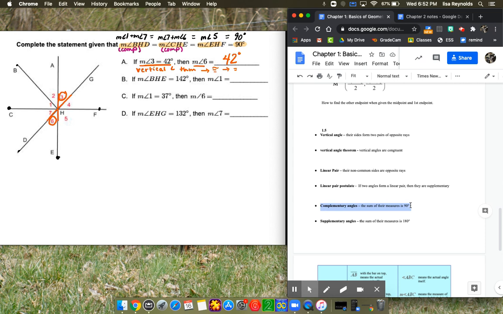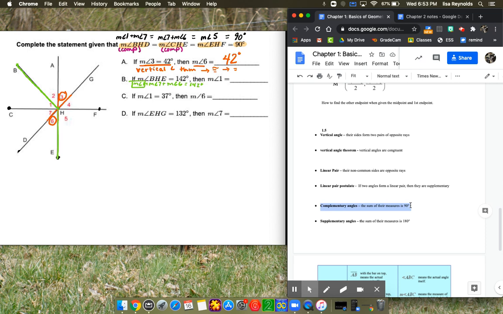Problem B, we're going to locate our angles. So in problem B, I'm going to look for BHE. So BHE is actually 3 pieces. So BHE is the measure of angle 1 plus the measure of angle 7 plus the measure of angle 6. And this is equal to 142 degrees. From this particular list of information, we are asked to find the measure of angle 1.